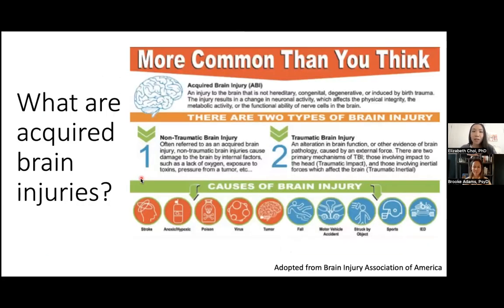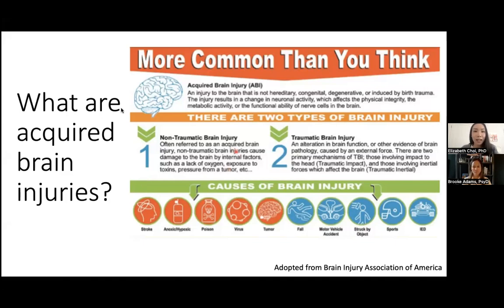All right, so what is an acquired brain injury? It is essentially defined as an injury to the brain that is not hereditary, congenital, degenerative, or induced by birth trauma. The injury results in a change in neuronal activity, which can affect the physical and the metabolic activity and also the functional ability of nerve cells in the brain.